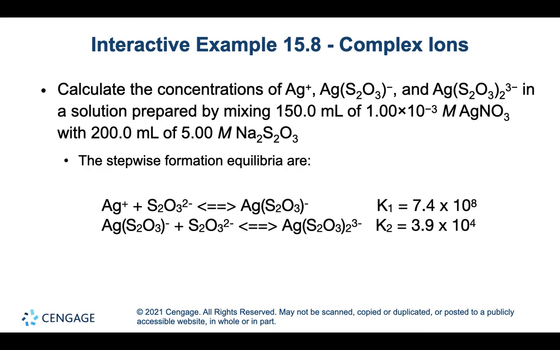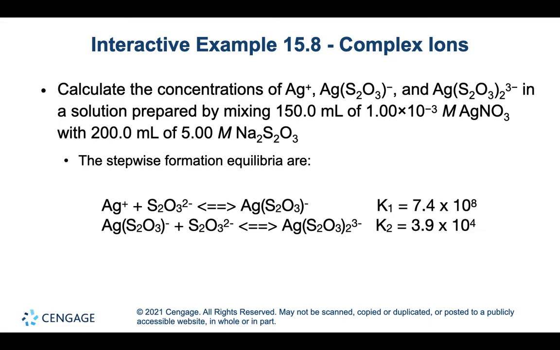Let's try to keep it simple and just go with a coordination number of 2. Silver 1+ can make a complex ion with thiosulfate, S2O3 2-. And if one S2O3 2- adds to it, you get AgS2O3 minus. When the second adds to it, you get Ag(S2O3)2 3-.